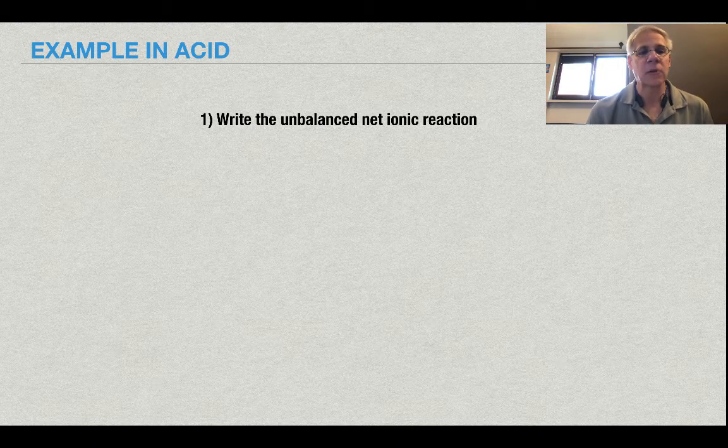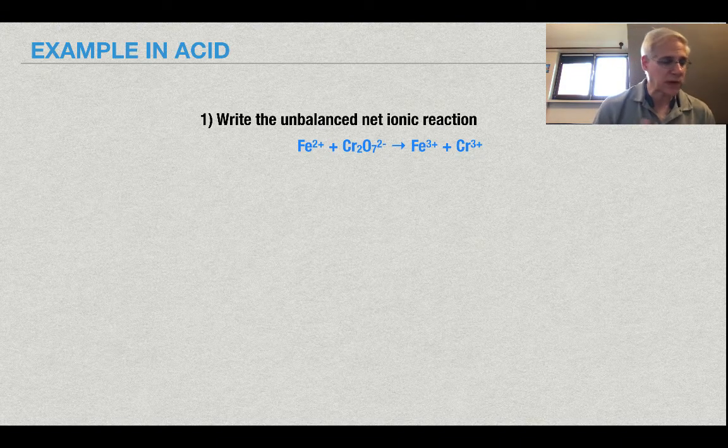So first thing we want to do is to write the unbalanced net ionic reaction. Many times you'll be given a full reaction, and that's fine too. You can use that as well. It doesn't have to be a net ionic. But let's go through and look at this example here. So we've got iron 2+ plus Cr2O7 2- goes to iron 3+ and chromium 3+. And we can see that it's not balanced just right off the bat.